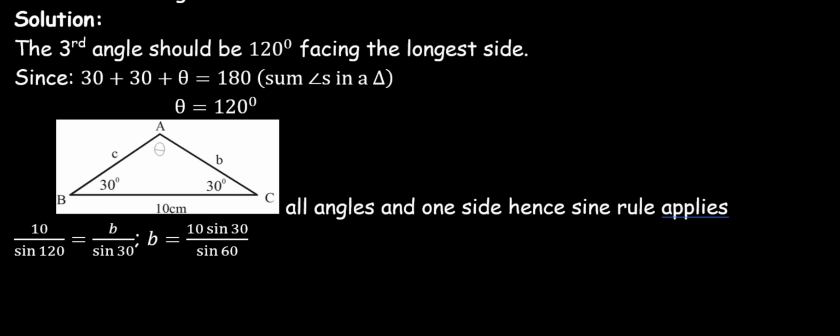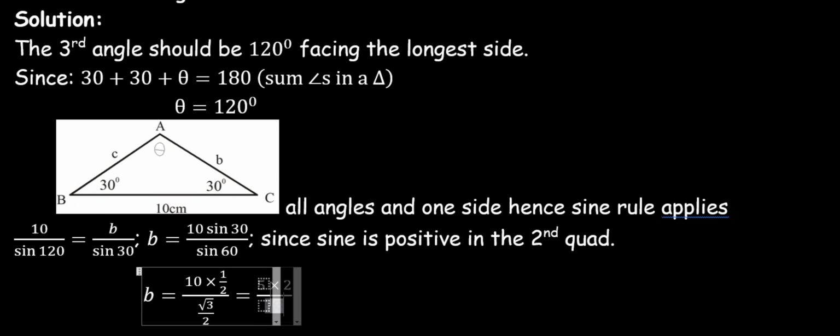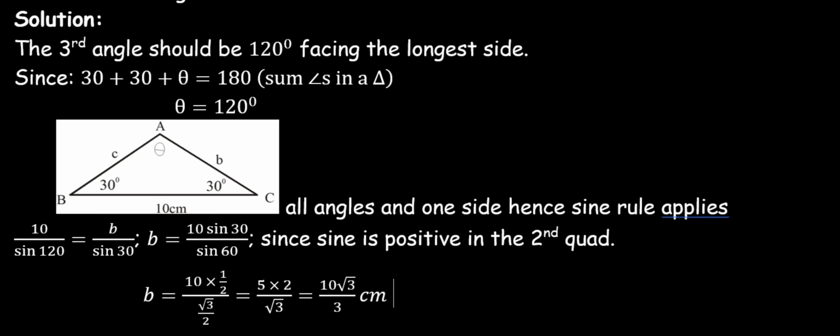Since sine is positive in the second quadrant, our result will be b equal to 10 times half divided by root 3 over 2. We have just substituted for the values of sin 30 and sin 60. And the result will be 5 times 2 divided by root 3, which is equal to 10 root 3 over 3 cm. Next, we treat the cosine rule.